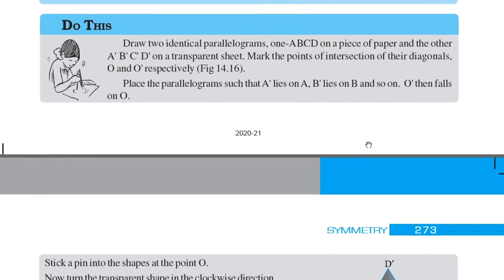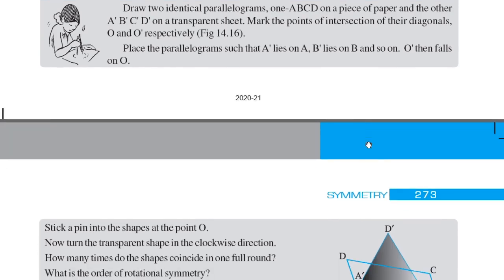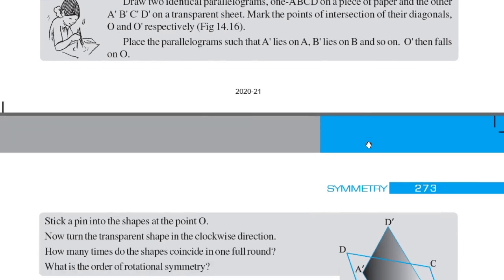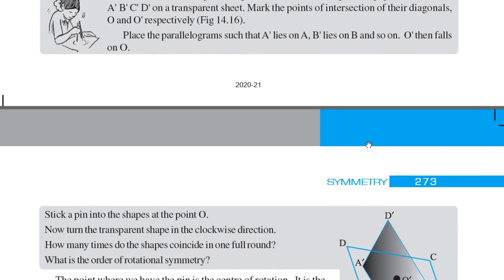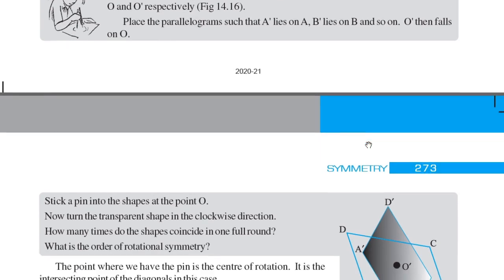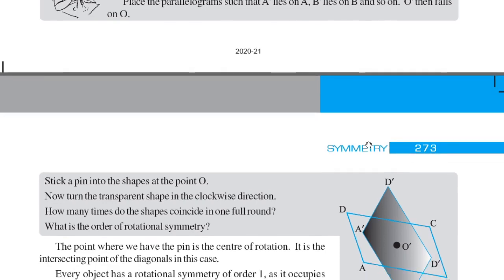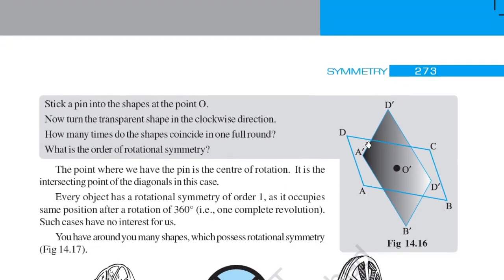Draw 2 identical parallelograms, one ABCD on a piece of paper and the other A dash B dash C dash D dash on a transparent sheet. Mark the points of intersection of their diagonals O and O dash respectively. You can see in figure 14.16. Now place the parallelogram such that A dash lies on A and B dash lies on B and so on. O dash then falls on O. So it's a very easy example.